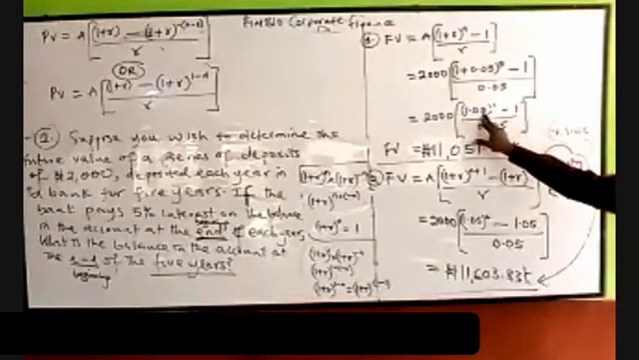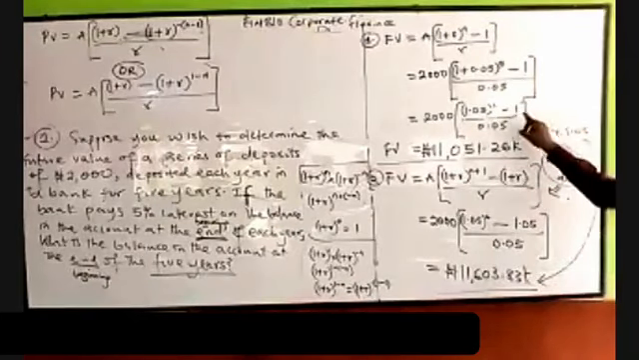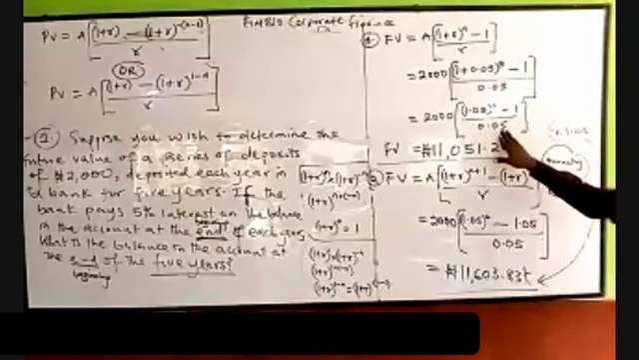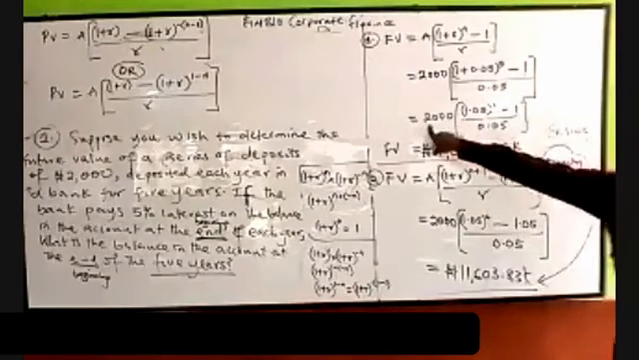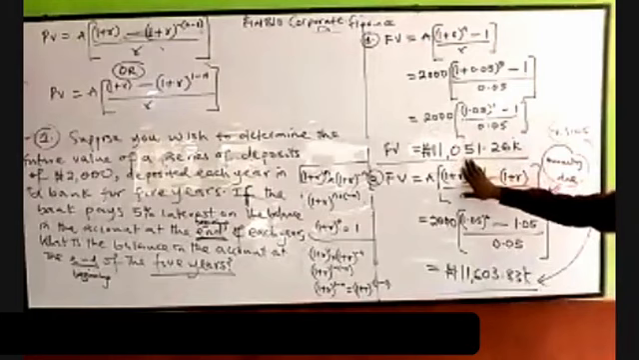The first one, press your calculator like this. 1.05, are you there? Yes. Raised to power 5, you get a result. Minus 1, you get a result. Divide by 0.05, you get a result. Use that result to multiply the 2,000 outside the bracket, and that will give you what is on the board.